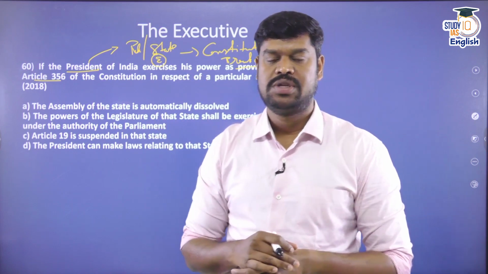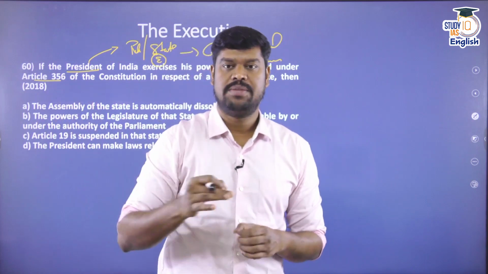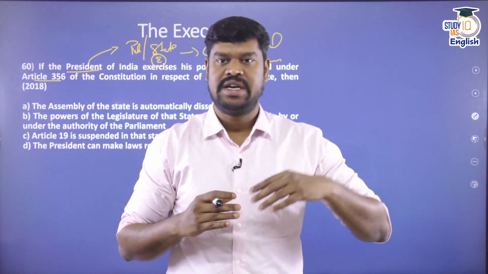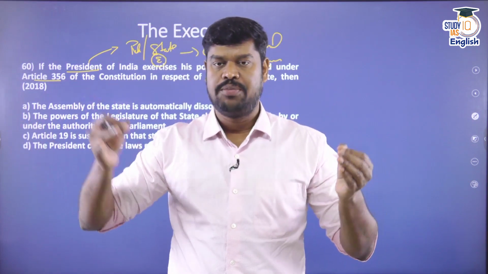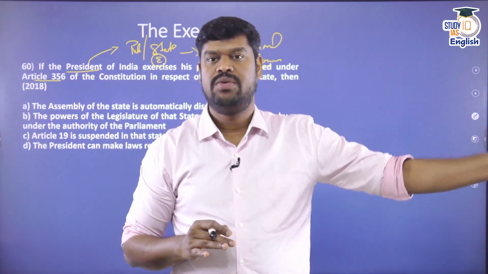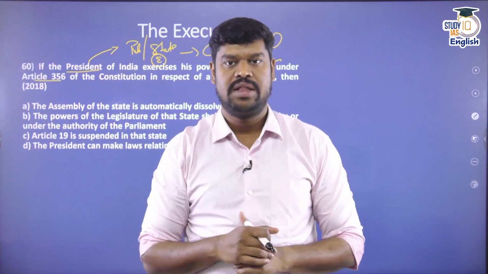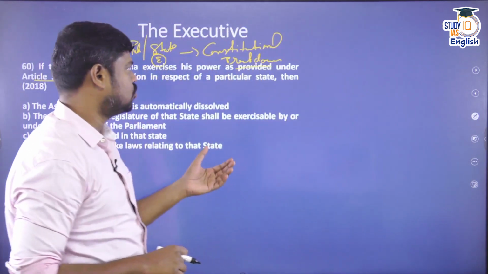And the President can impose President's rule either by himself or on the report sent by the Governor. When I say that the President can do it by himself or on the report of the Governor, in both cases the President is supposed to act on the aid and advice of the Union Council of Ministers. So here the report of the Governor is not mandatory. That is the important understanding that you should have.